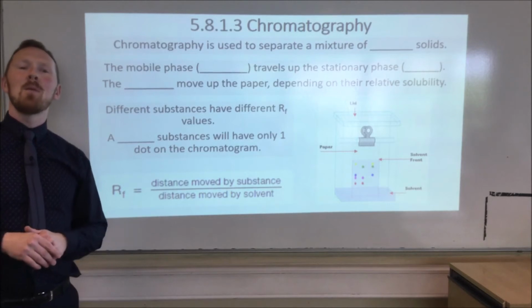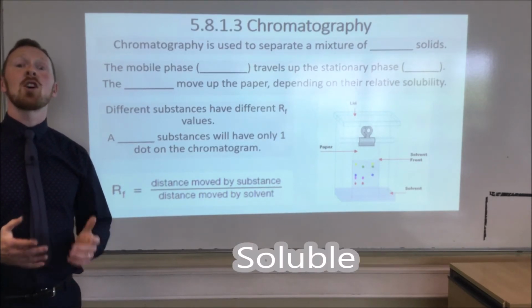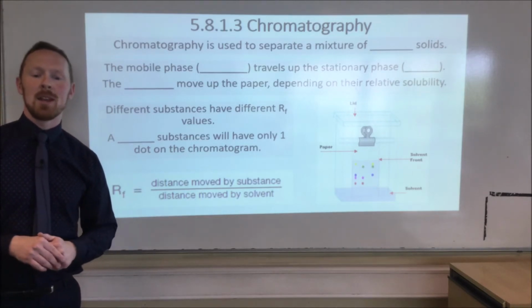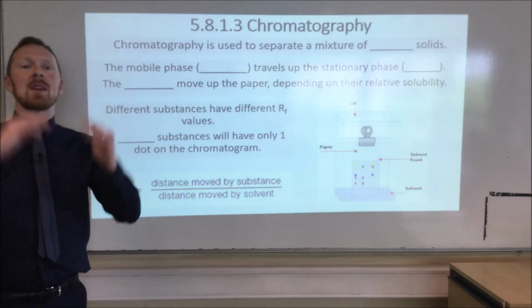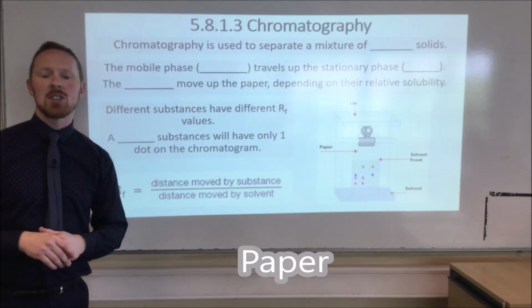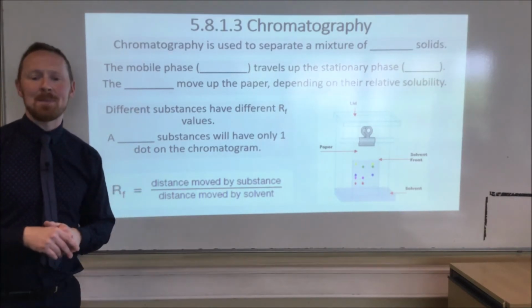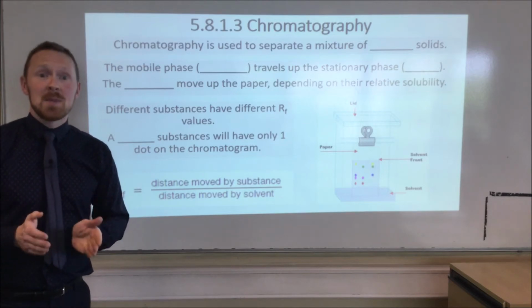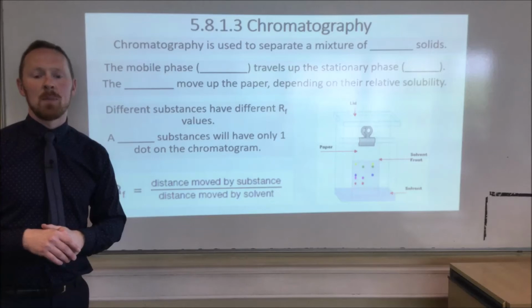Okay, 5.8.1.3 chromatography. So chromatography is used to separate a mixture of soluble solids, for instance inks or paints. Even blood can be used. A mobile phase, which is the solvent, travels up a stationary phase, which is often a sheet of paper. So the soluble solid moves up the paper depending on its relative solubility. So different substances have different Rf values. That means they've got different levels of solubility.